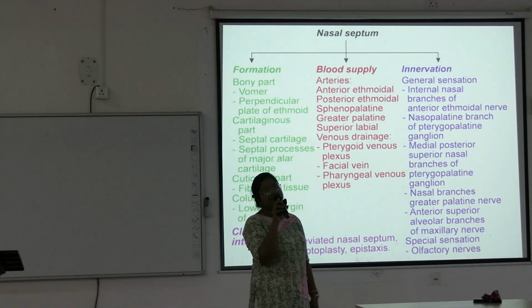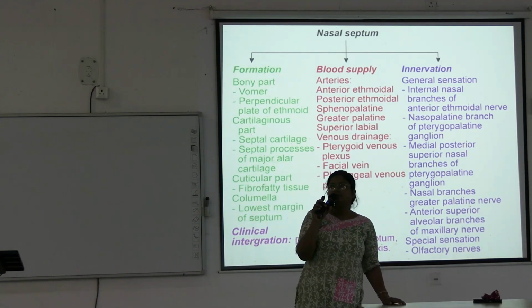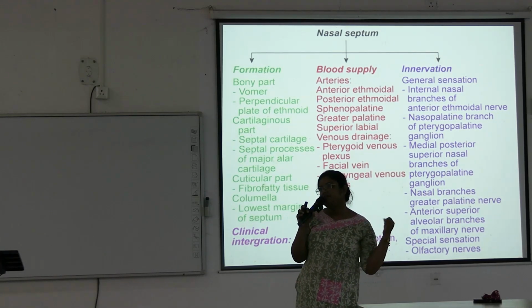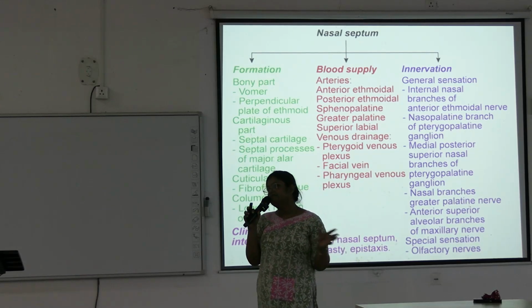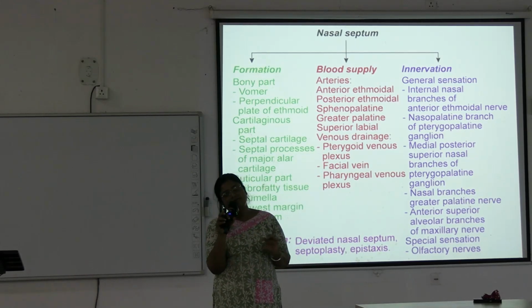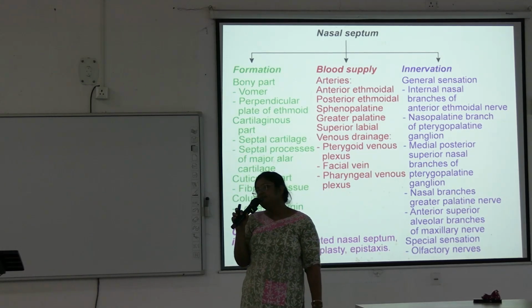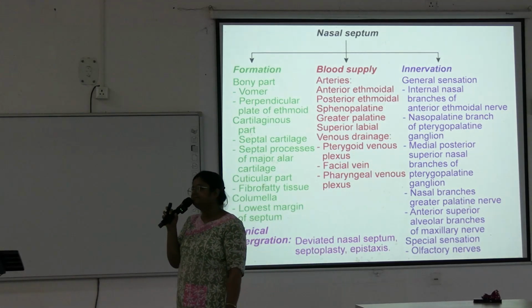Okay, so nasal septum, you prepare as a short note. Its blood supply is very important. For blood supply, you must read Kiesselbach plexus and Little's area. And deviated nasal septum and epistaxis can come in your viva or as part of a long question like this. So these are important for nasal septum.